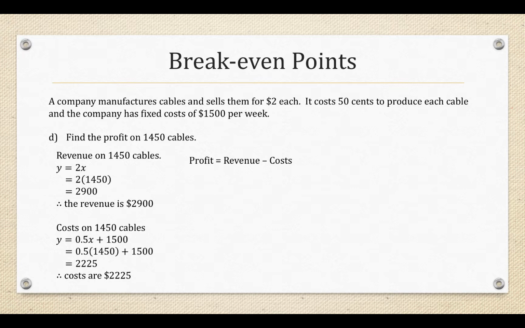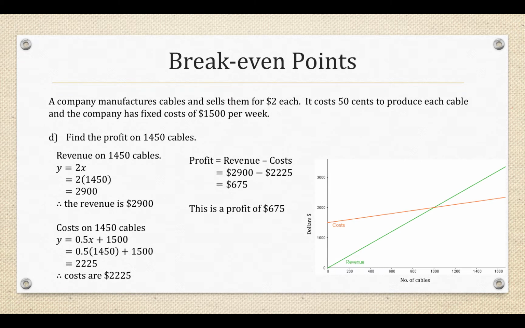Now the profit is revenue minus costs. So if we take the revenue of $2,900 and we subtract a cost of $2,225, we have a profit of $675. Now if we look at that on the graph, we are looking at the difference between the revenue and the costs. So here you can see that the revenue is higher than the costs. So this difference between the two graphs is our profit.